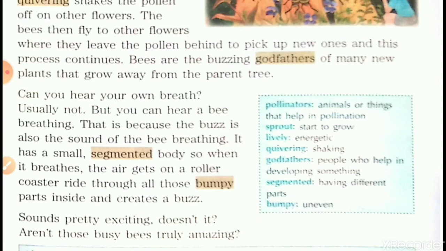Fifth word is segmented. Children, segmented means having different parts. So the sentence of segmented is: the worm has a segmented body. The worm means a small insect. The worm has a segmented body.